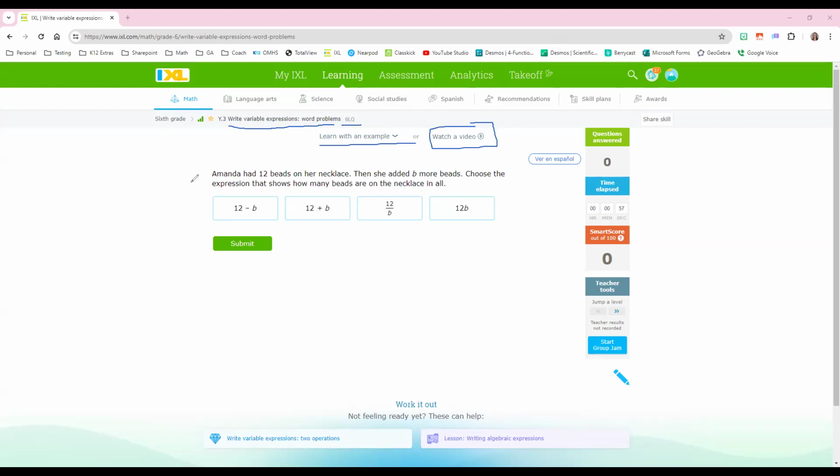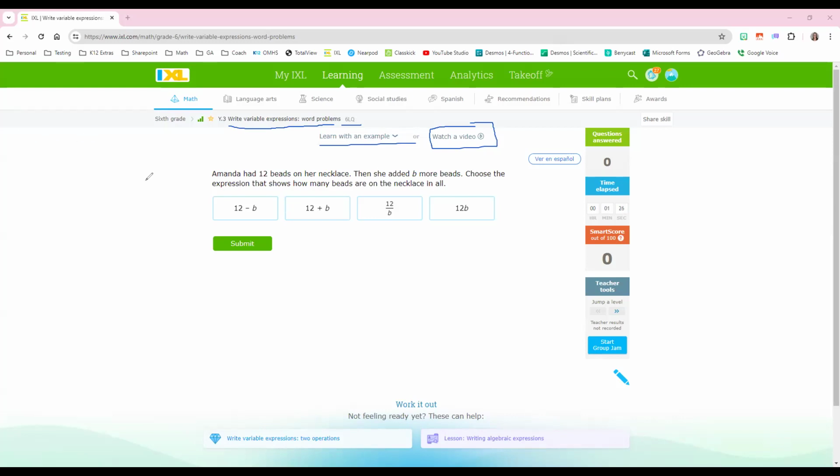So our question here says Amanda has 12 beads on her necklace. She added B more beads. Choose the expression that shows how many beads are on her necklace in all. So whenever I have a word problem, I make sure I read it at least twice because the first time is just kind of to get the gist. And then the second time, and sometimes even the third, is to really look a little bit closer and find the key words, see what it's asking us to find.